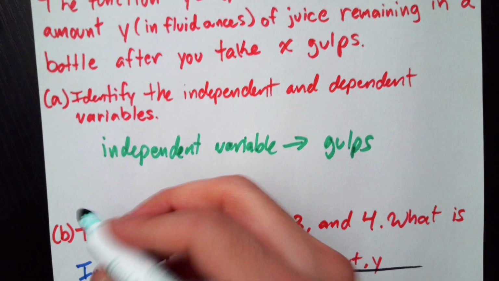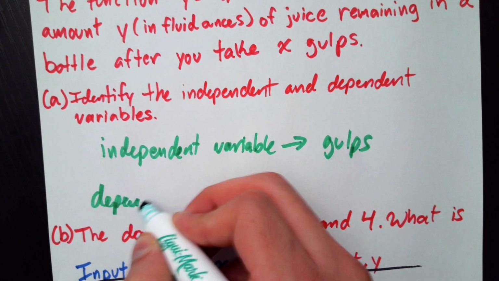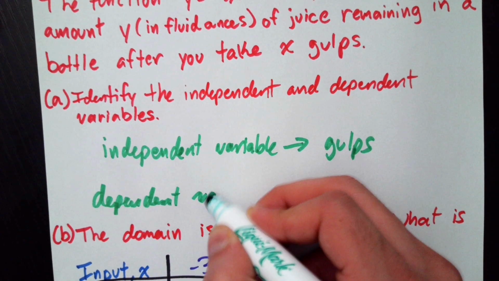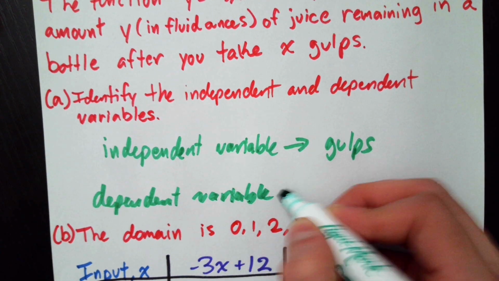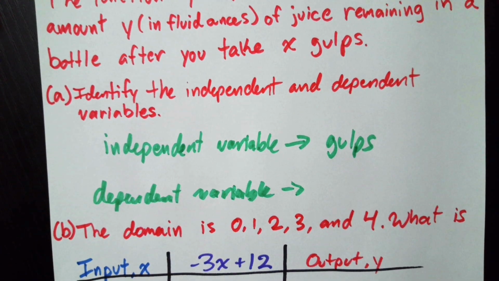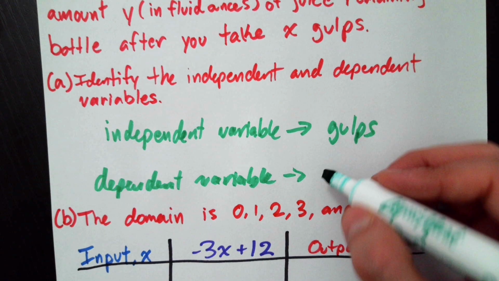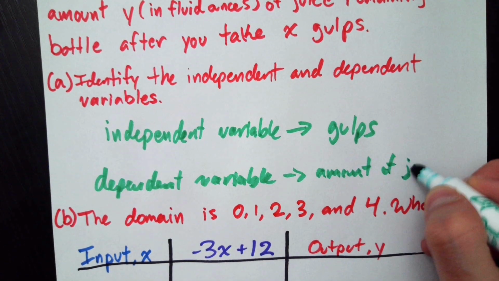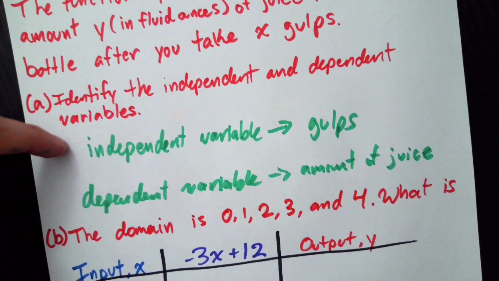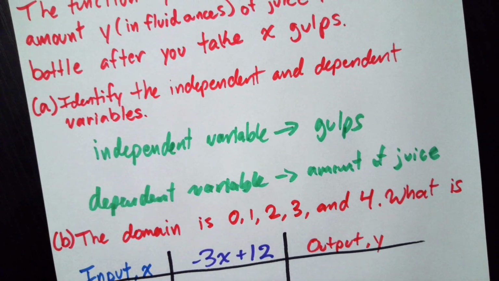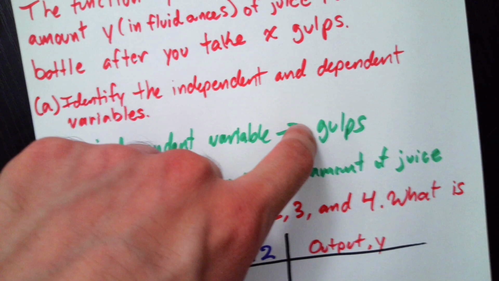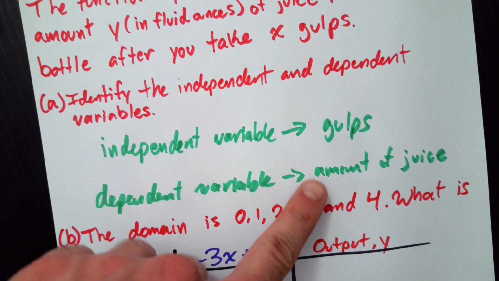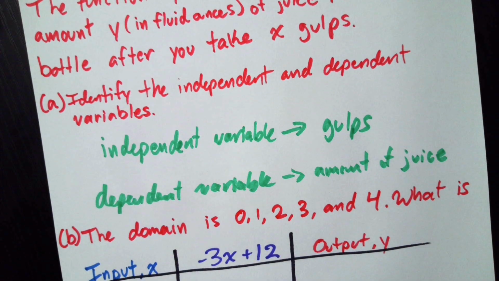And my dependent variable needs to be my y value, or my y variable, which is the amount of juice. So why is this independent and why is this dependent? Well, however many gulps I take will determine how much juice I have. So it's usually not the other way around.